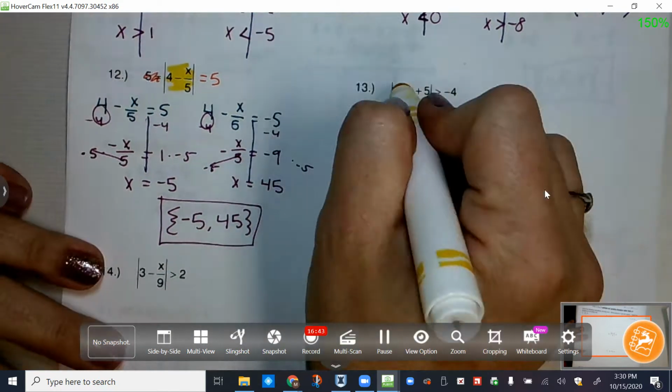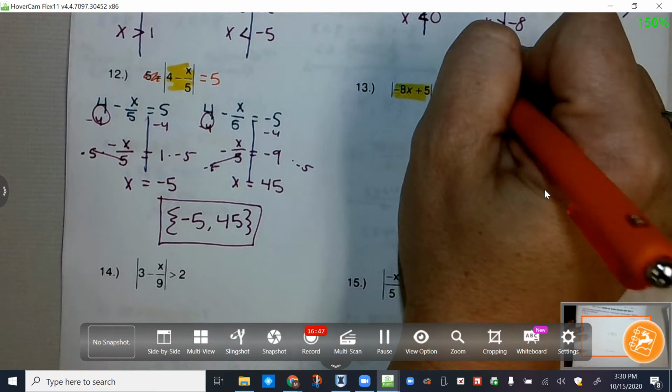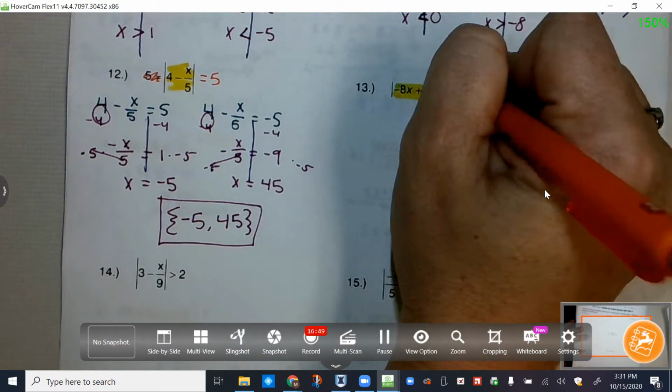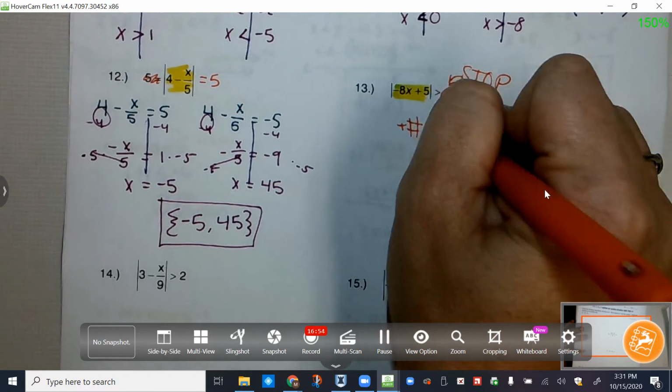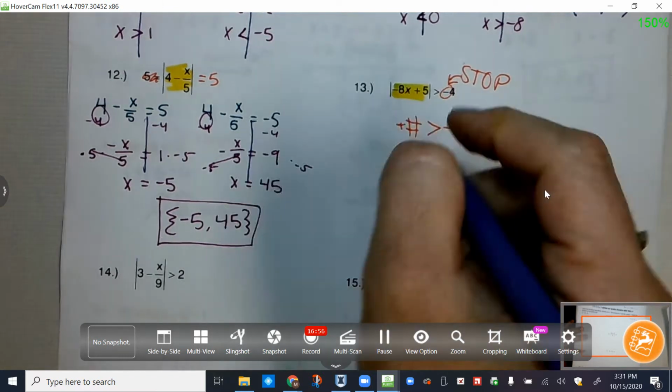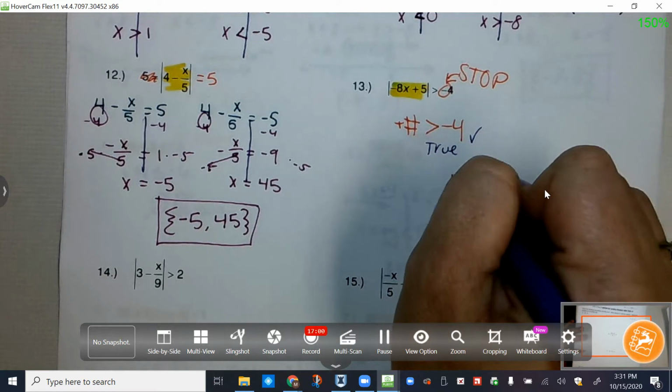Okay, here our absolute value is already alone, but we have a negative, so we stop. Is a positive number greater than a -4? Yes, this is true, so all real numbers.